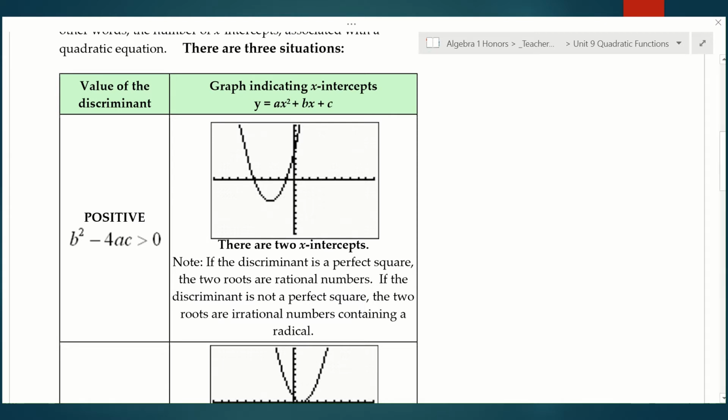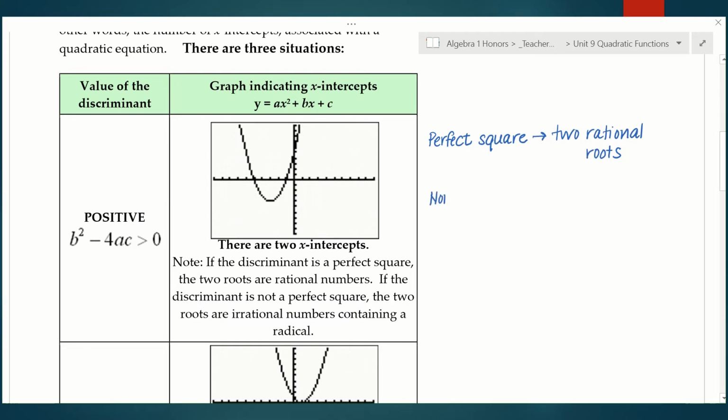Okay, so I'm just going to sum it up over here. If you get a positive discriminant, again, two things can happen. That number can be a perfect square, and if it is, it means that we are going to have two rational roots. Remember, rational is basically anything that can be written as a fraction. So it's a terminating decimal, it's a repeating decimal, or obviously you will see a fraction.